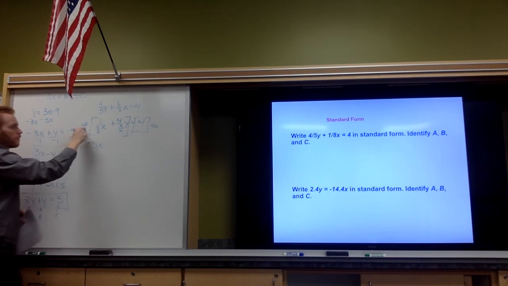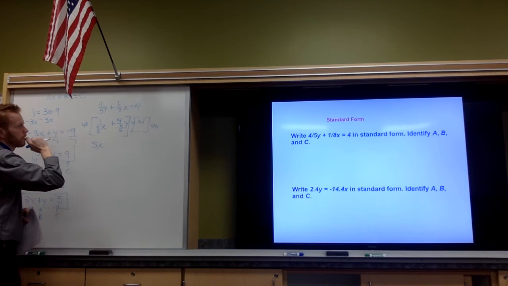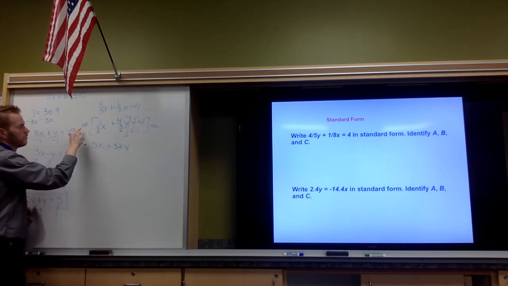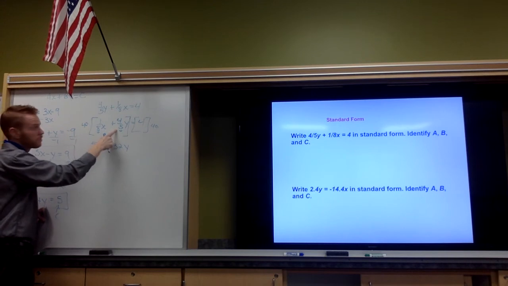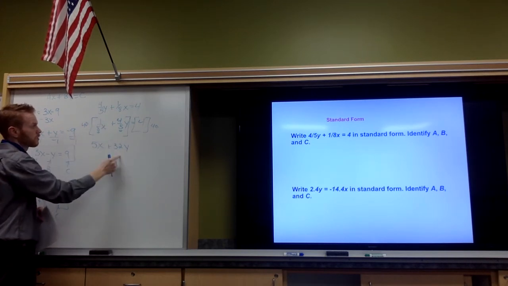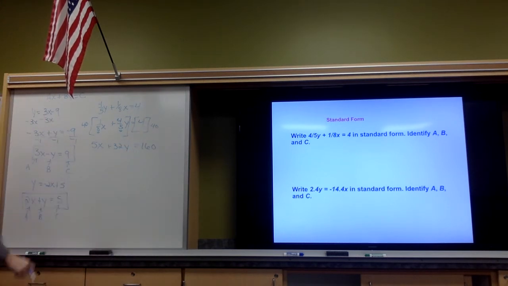Over here, 40 times 4/5, I think that's going to be what, 32? Why? 40 and 5 can reduce. 5's gone, that becomes what, an 8? 8 times 4, 32. And 40 times 4 is 160. Just like that.